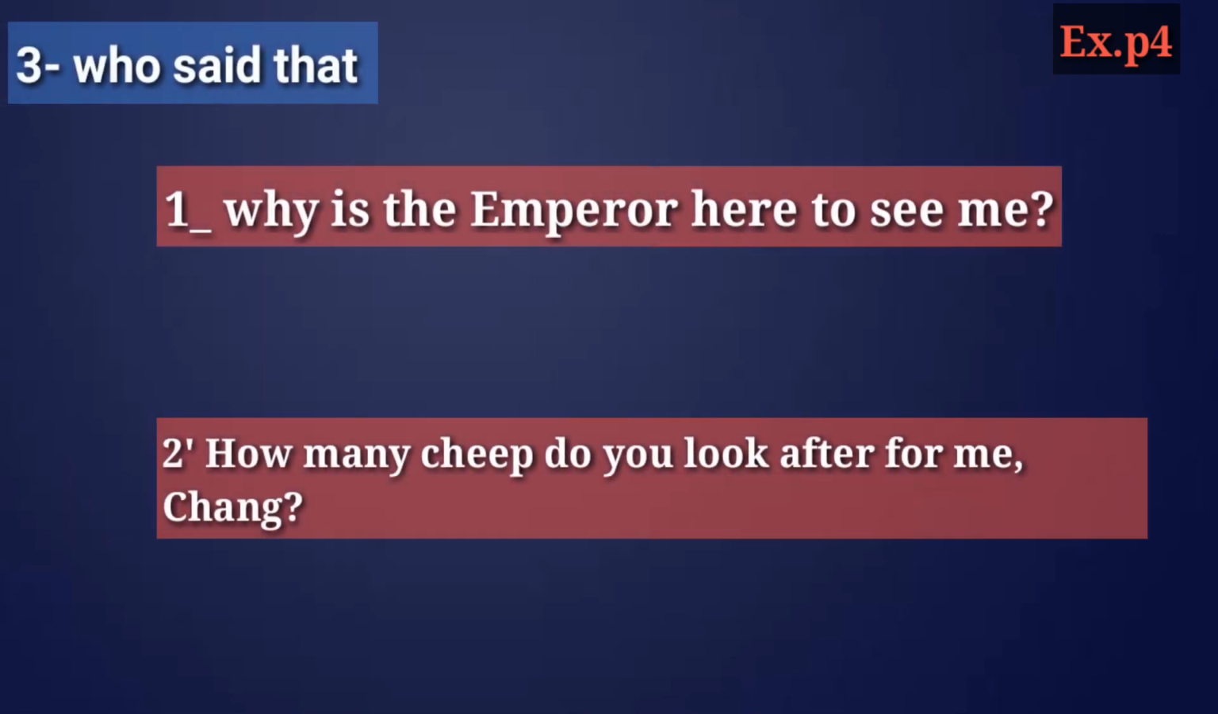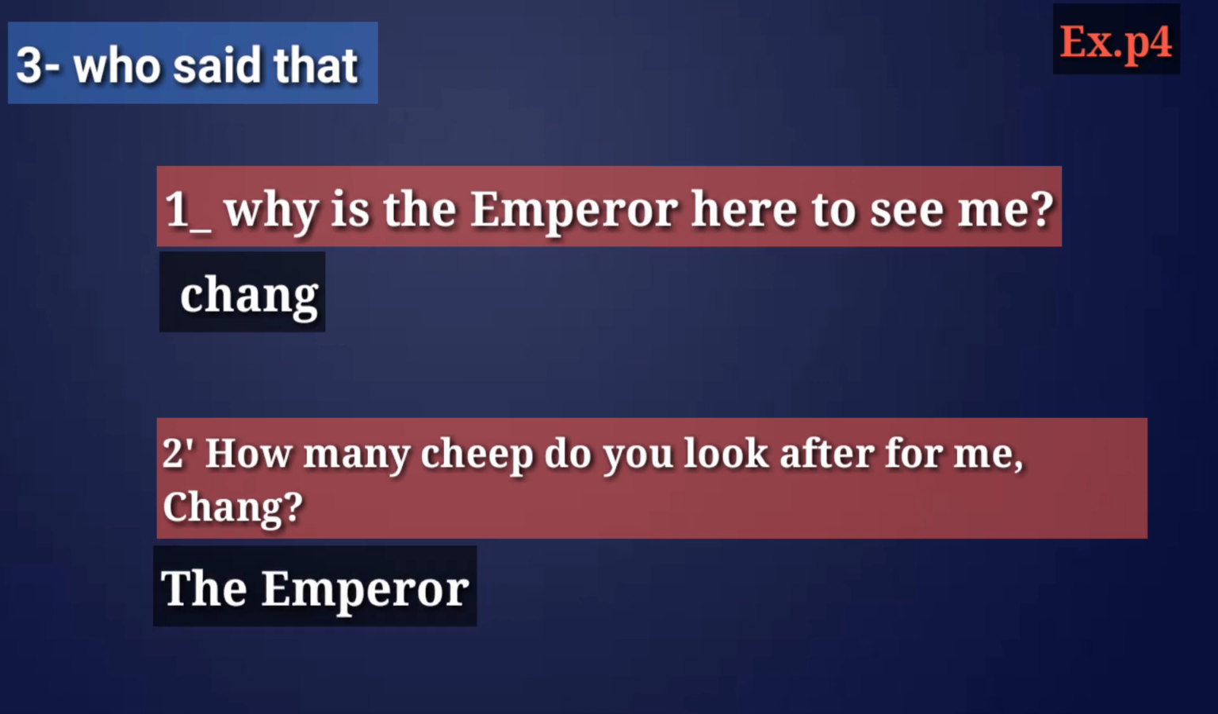Question number 3. Who said that? Number 1. Why is the emperor here to see me? The answer is Chang. Number 2. How many sheep do you look after for me, Chang? The answer is the emperor.